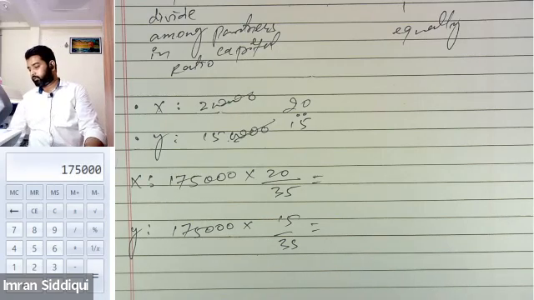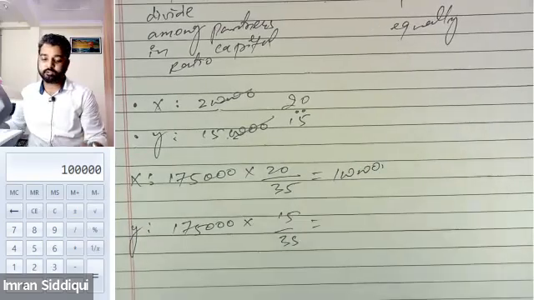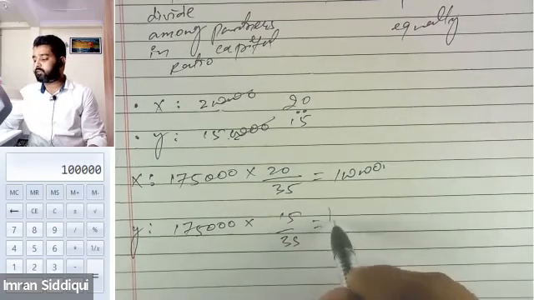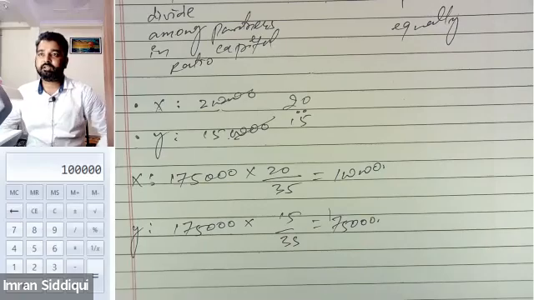1,75,000 into 20 by 35. So 1 lakh will be X's share. And similarly, 75,000 will be the share of the other partner. Is this correct, everyone?